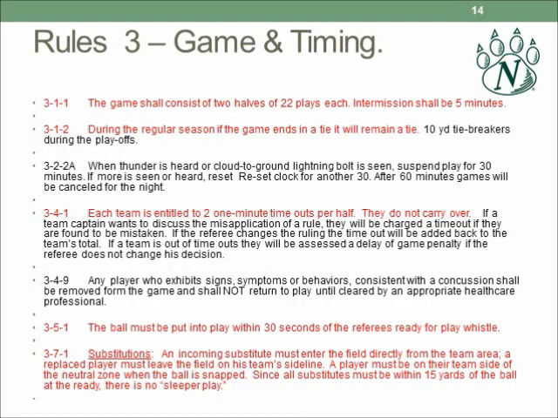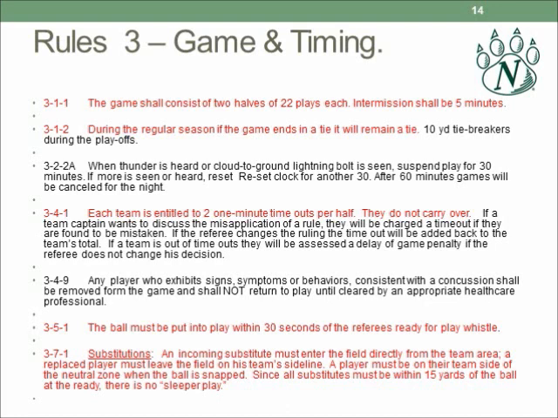Okay, some game timing rules. We do not use timing devices, but we do play in halves of 22 plays each. Intermission will be 5 minutes. If the game is tied at the end of the game in regular season play, it will remain a tie. You do get 2 1-minute timeouts per half. They do not carry over.